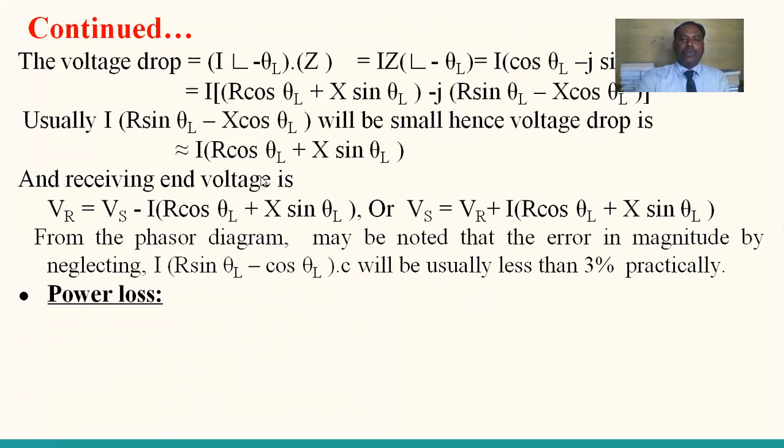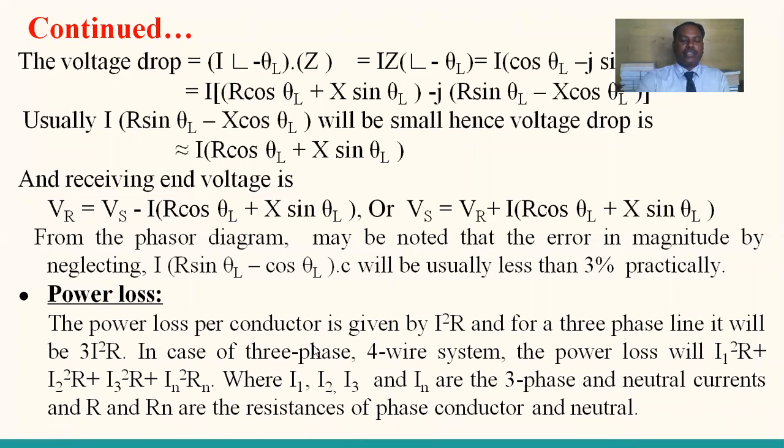So therefore, after voltage drop, how the power loss is calculated. The power loss per conductor is given by I square R, and per three-phase line it will be 3 I square R. In case of the three-phase 4-wire system, the power loss will be I1 square R plus I2 square R plus I3 square R plus IN square Rn, where I1, I2, I3 and IN are the three-phase and neutral currents, and R and Rn are the resistance of phase conductor and neutral conductor.